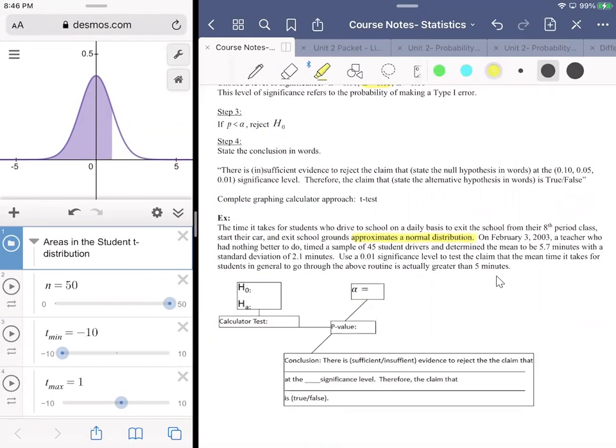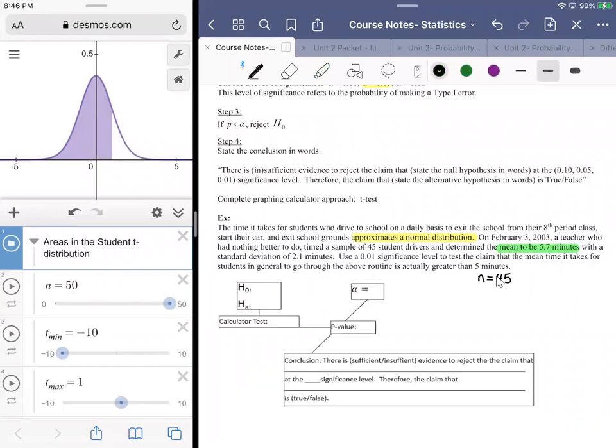On February 3rd, 2003, a teacher had nothing better to do, and timed a sample of 45 student drivers. So I'm just going to jot that down. My n value is 45. And determine the mean. All right. So contextually, that's saying that the mean of this set of 45 drivers is 5.7 minutes.